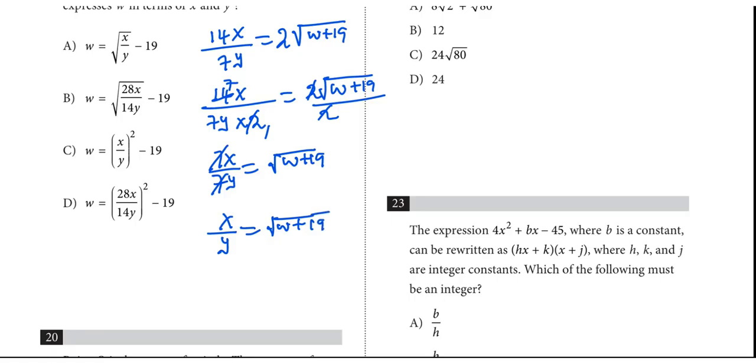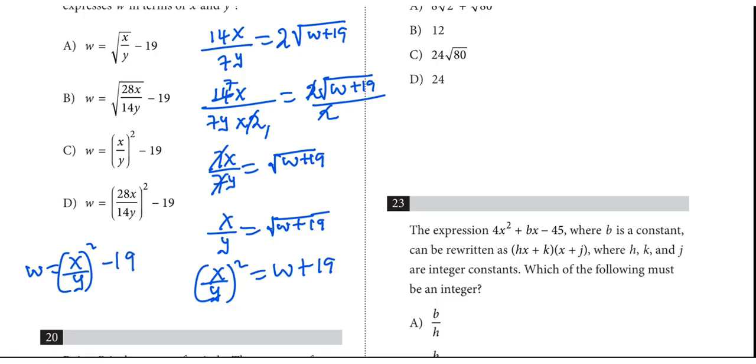So to get rid of the square root sign, we can square both sides, and this will become x over y squared is equal to w plus 19. And now we can subtract 19 from both sides. So w will be equal to x over y squared minus 19. And so this is the answer to this question, and option C has it.